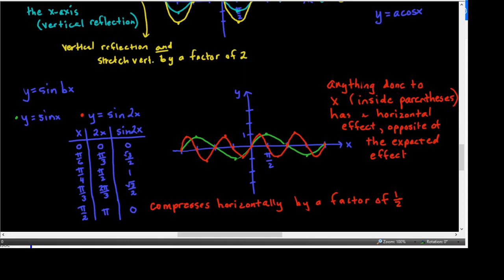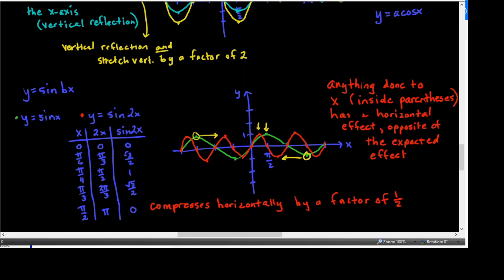And so I'm going to point out a couple of points where they started and where they ended. This point got compressed into there. This point got compressed into there. That point got compressed into there. Okay, does that make sense? So it's all been compressed horizontally by a factor of 1/2.